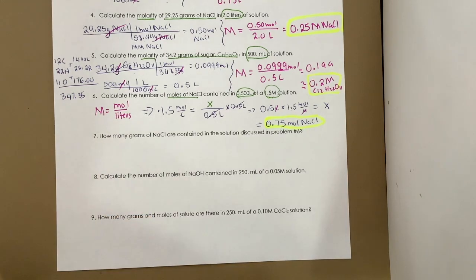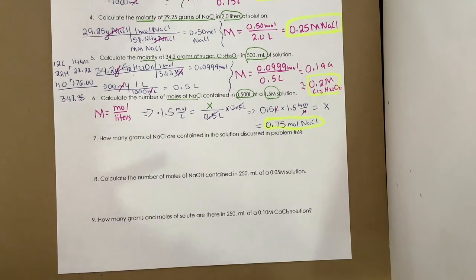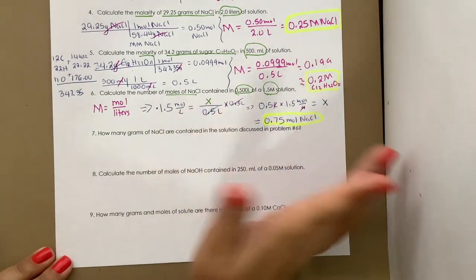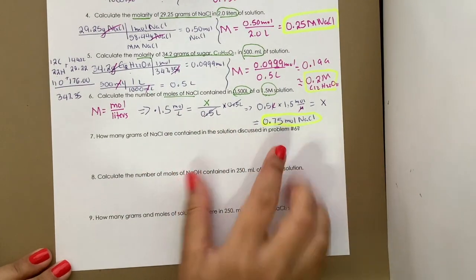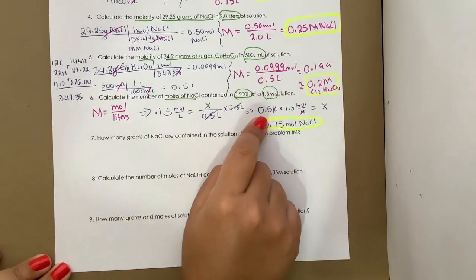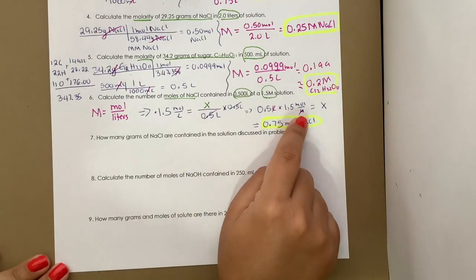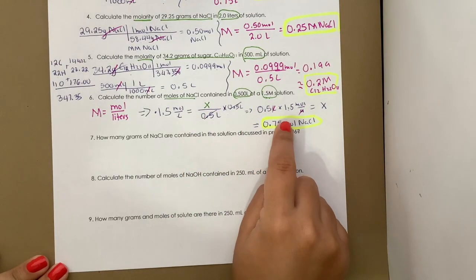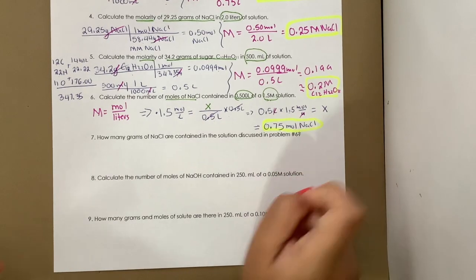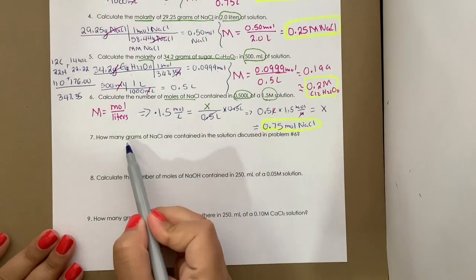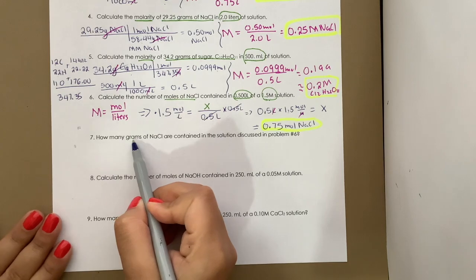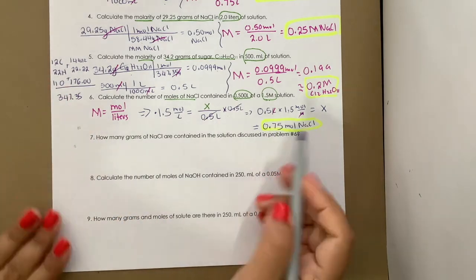Okay, so number 7 says, how many grams of sodium chloride are contained in the solution discussed in problem 6? So basically, number 7 is asking how many grams of sodium chloride we had to add here. Well, we know how many moles we had, so we have to convert this number of moles into grams. That's what we did in problem 6, and problem 7 is asking how many grams that is.